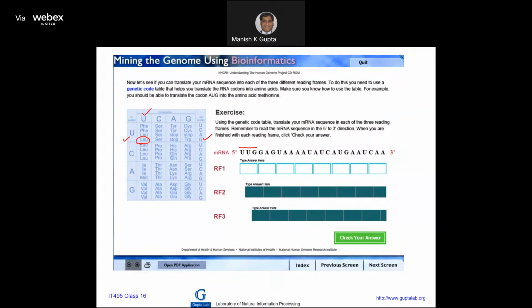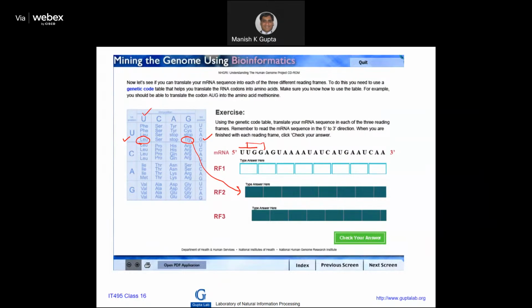Now, when we go to the second frame, we can start from here. UGG is the first thing. So UGG is what? UGG is TRP. This will come here in the second reading frame, and like that you can go on. Similarly, the third reading frame will be from GGA. Got it? So 3 reading frames this side, 3 reading frames this side, total 6 reading frames for a given DNA.